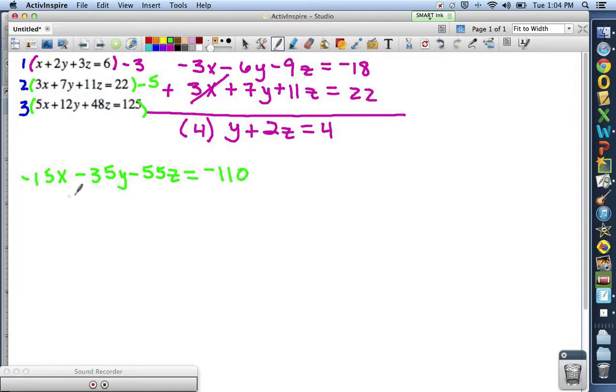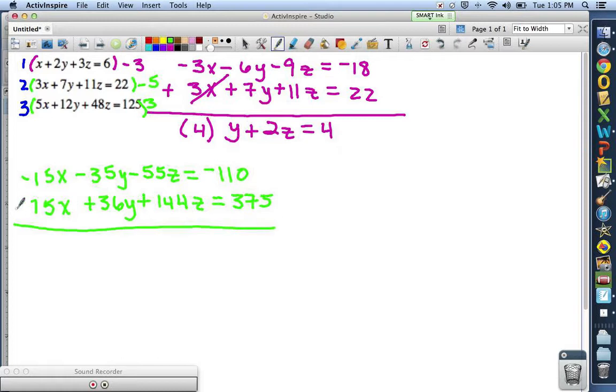Multiplying the third equation by 3 gives us 15x plus 36y plus 144z equals 375. Adding the two equations now will give us 1y, of course the x's will cancel, plus 89z equals 265. We'll now label that equation 5.